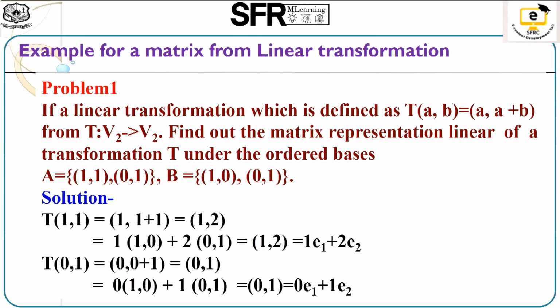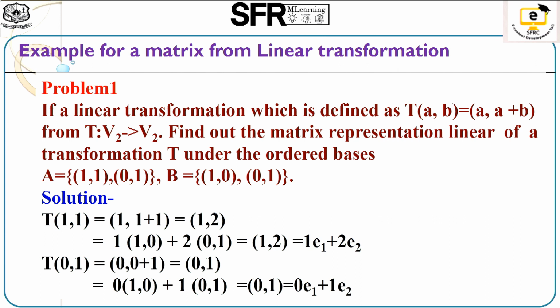Now see the example problem for a matrix from a linear transformation. The given condition is only a transformation, and we have to find the matrix. In that problem, a linear transformation is defined as T of (a, b) equal to (a, a plus b), a transformation from R2 to R2. We find the matrix representation of the linear transformation T under the ordered bases A equal to {(1, 1), (0, 1)} and B, the standard basis, {(1, 0), (0, 1)}.